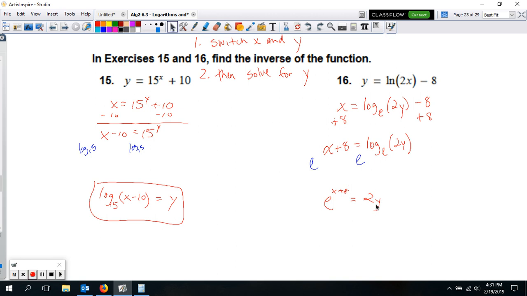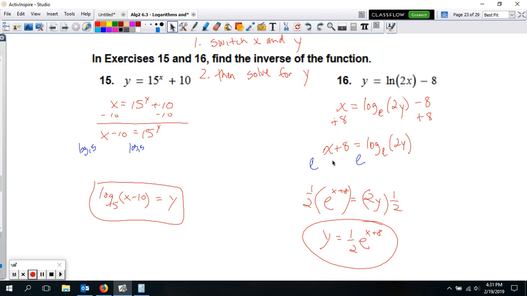And now to get rid of the 2, we've got to either divide by 2, so we could divide both sides by 2, or multiply by the reciprocal. That's what I chose to do here. Multiply this by the reciprocal. So that cancels the 2's out. And now it just is 1/2 times e to this exponent of x plus 8. And that can be our answer right there. So y equals 1/2 e to the x plus 8 exponent.